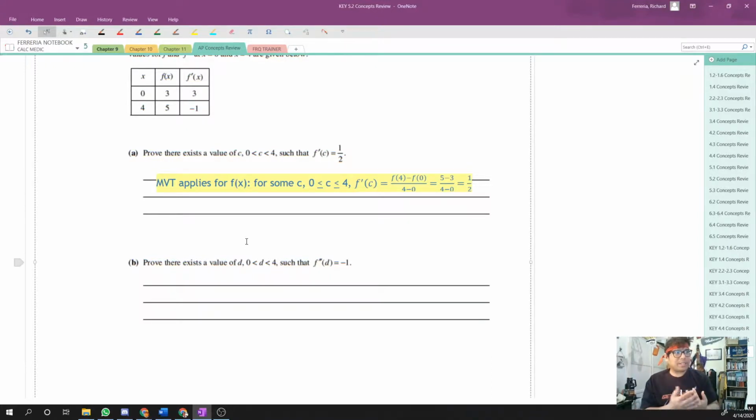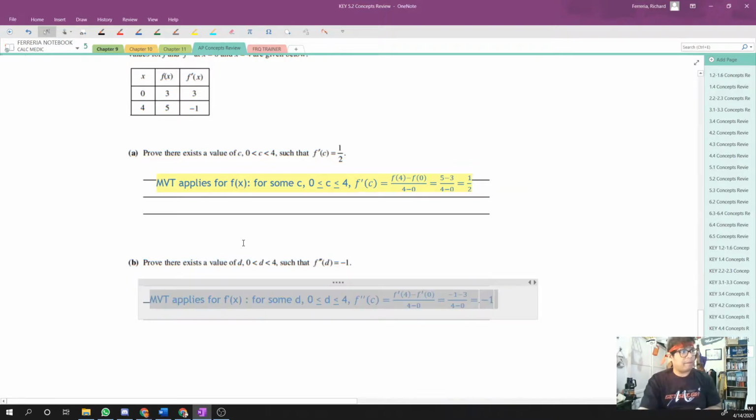Letter B is kind of the same thing, only we're showing that f double prime of D is equal to -1. And if f double prime is a derivative of f prime, that means that we should be able to use the mean value theorem on f prime, by the way. So does the mean value theorem apply for f prime? Is the graph of f prime continuous and differentiable? And I think that was part of the setup. So even without knowing what you're doing, I would start trying to figure out the slope of the secant line of f prime.